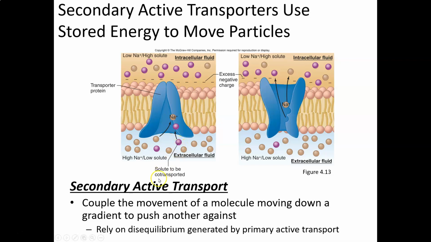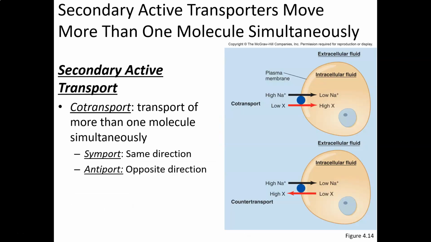Where does the energy come from? Well, this is why it's called secondary: the energy comes from the already expended energy to keep the disequilibrium of sodium, i.e., keep sodium in a high concentration outside the cell. So it relies on the disequilibrium generated by primary active transport. That's called the sodium glucose transporter.